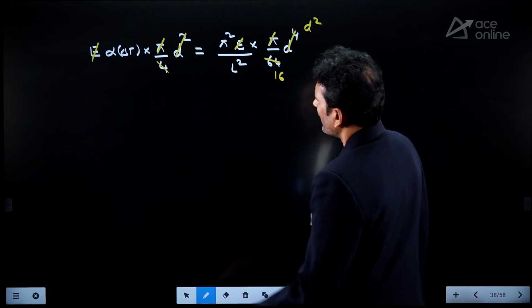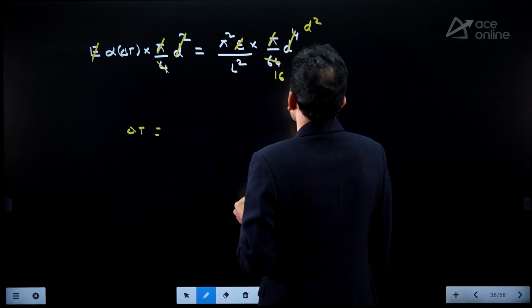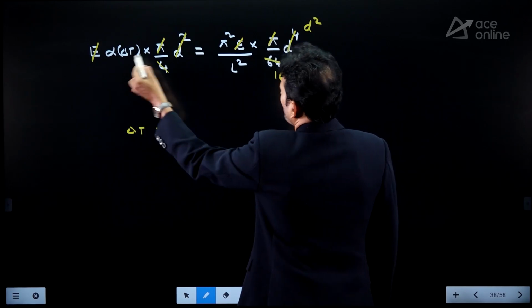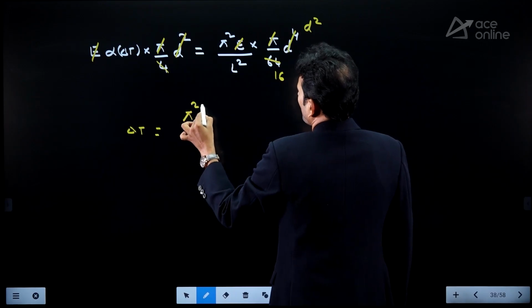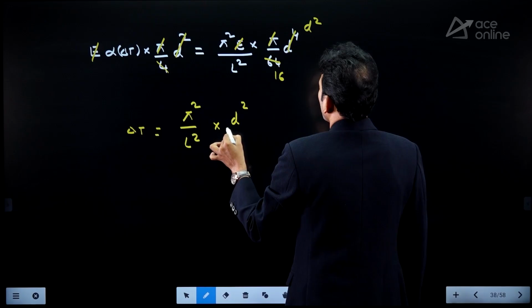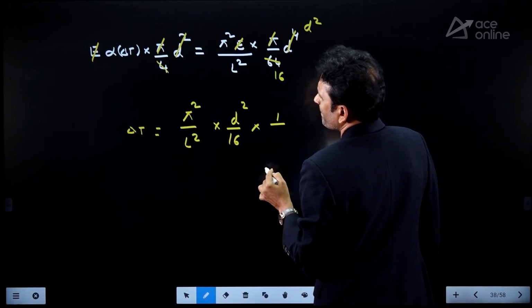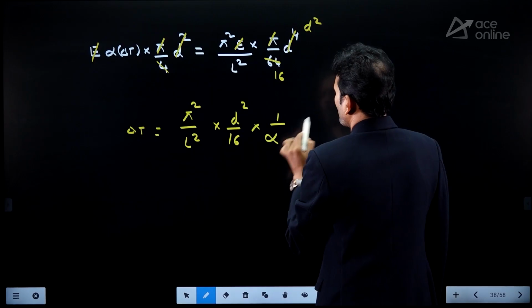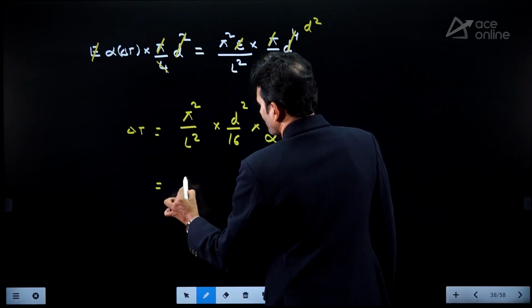Now, what do we require? Del T. Bring this term to this side. Here, first you take these terms: pi square divided by L square into D square divided by 16 into 1 divided by alpha. Obviously, 1 divided by alpha. So, you can substitute the values.